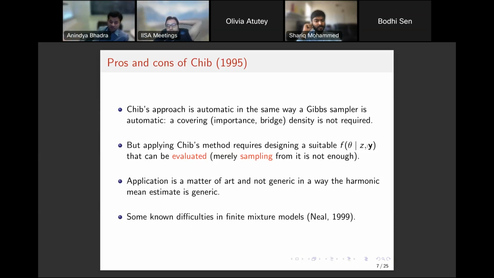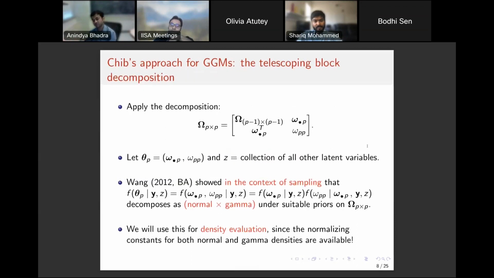And there exist some known difficulties in finite mixture models that were pointed out by Radford Neal that we are not going to go into because we are solely going to deal with continuous mixtures. Okay, so that's Chib's approach generically. What do we do? How does it apply to GGMs?